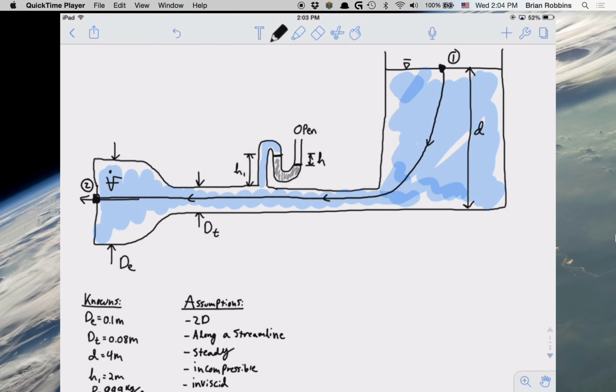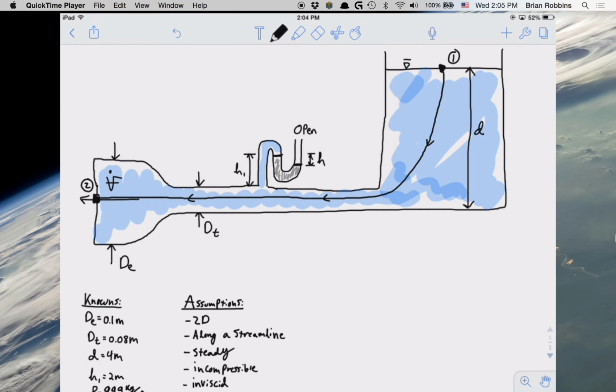Now there's actually 2 primary reasons why I selected this as being our streamline. Because at points 1 and 2, they're both open to atmospheric conditions, which means that when we solve this in gauge pressure, we know that P1 and P2 are just going to be 0 in gauge, since they're both open to the atmosphere. Another reason is that since we have a very large reservoir, and we've said that the initial point 1 is at the very top of our reservoir, we can make the assumption that our reservoir is incredibly large in comparison to any of the flow going through our pipe, which means that we can assume that V1 is about equal to 0.